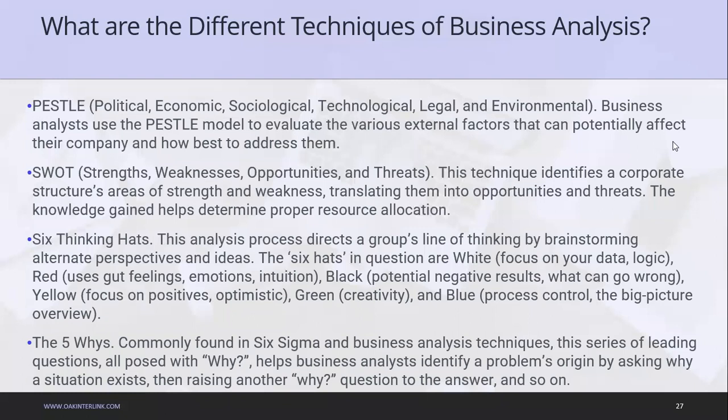There's also the Six Thinking Hats. This analysis process directs a group's line of thinking by brainstorming all of the alternative perspectives and ideas, and it uses these six hats in questioning, you understand? Of course, the white hat focuses on data and logic. The red hat focuses on gut feelings, emotions, and intuition. The black hat focuses on potential negative results, which could go wrong. Then the yellow hat focuses on positives, optimism. Then the green hat focuses on creativity, and the blue hat focuses on process control and the big picture review.